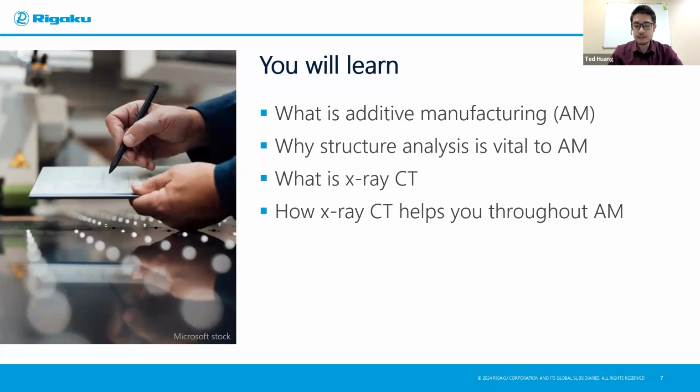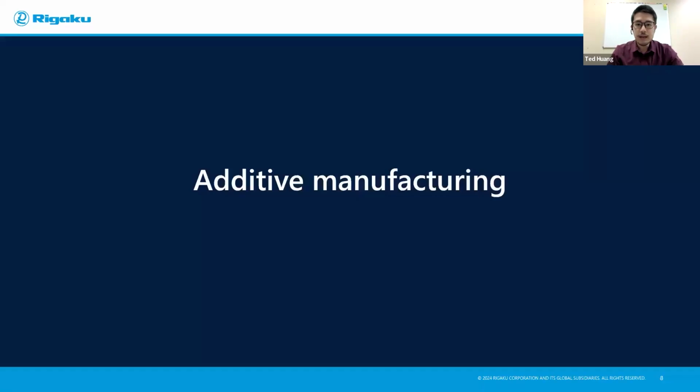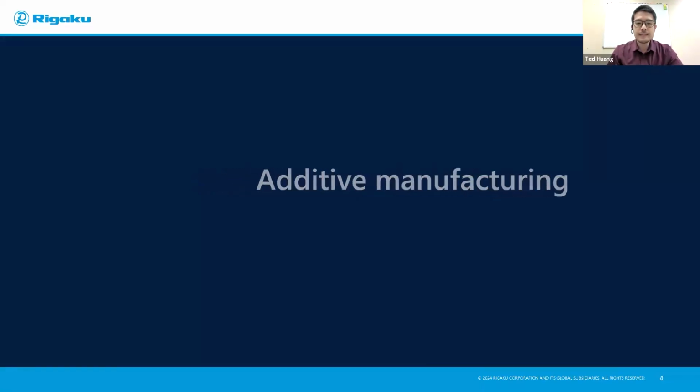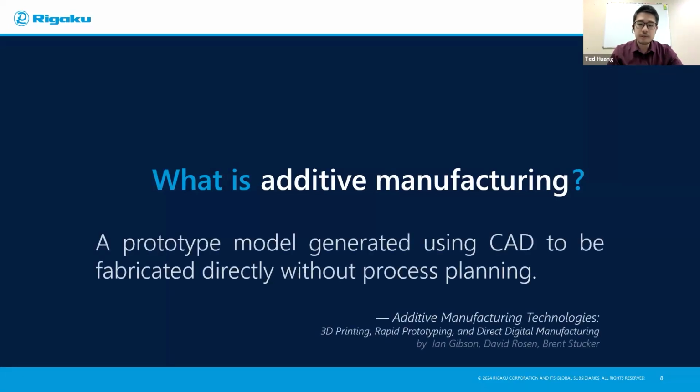So without further ado, let's go to the first point, additive manufacturing. So what exactly is additive manufacturing? This term was coined quite early on, and initially it was only a prototyping tool. Initially the definition was a prototype model generated using CAD, meaning computer-aided design, to be fabricated directly without process planning, meaning you don't have to worry about making the molds and calculating the throughput. You just design it and then you have a way to build it.